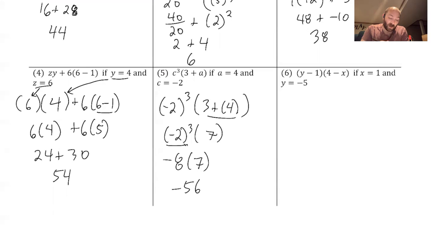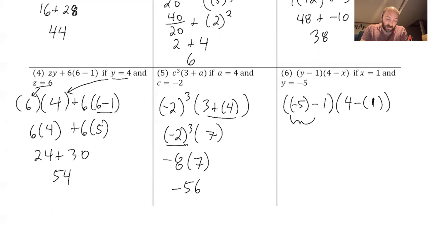Okay, last example I'll go over in this video. We've got y minus 1. So it's going to be, I'll do parentheses negative 1, 4 minus parentheses. x is 1, so that's going to go here for that x position. And then negative 5 is going to go here. So I've got 2 sets of parentheses.